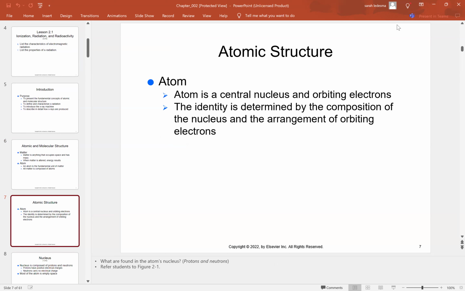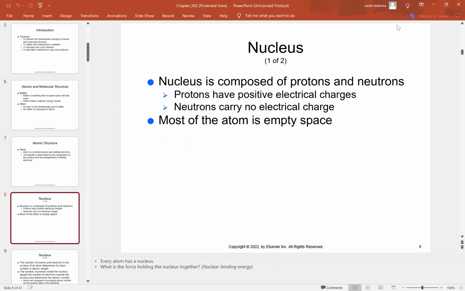Atomic structure. An atom is a central nucleus and orbiting electrons. The identity is determined by the composition of the nucleus and arrangement of orbiting electrons. The nucleus is composed of protons and neutrons. Protons have positive electrical charges, while neutrons carry no electrical charge. Most of the atom is empty space.